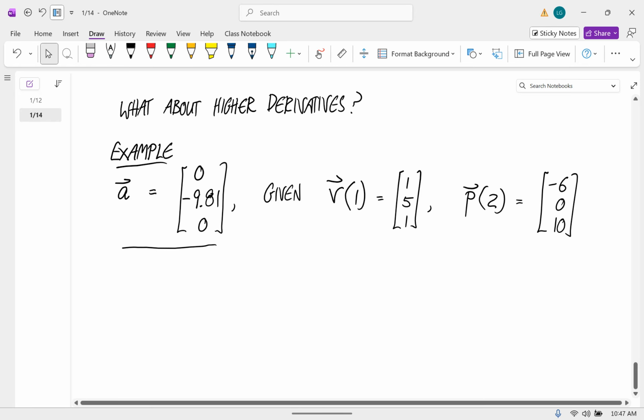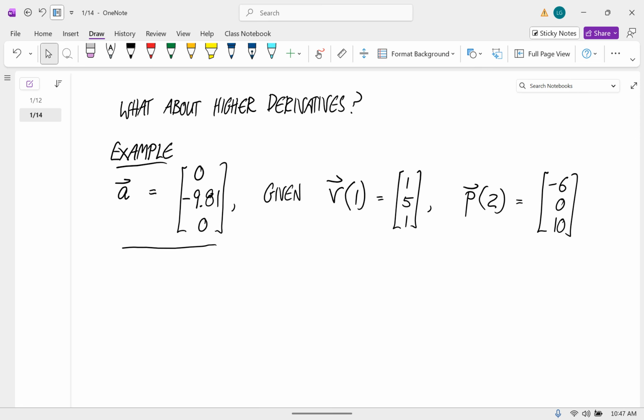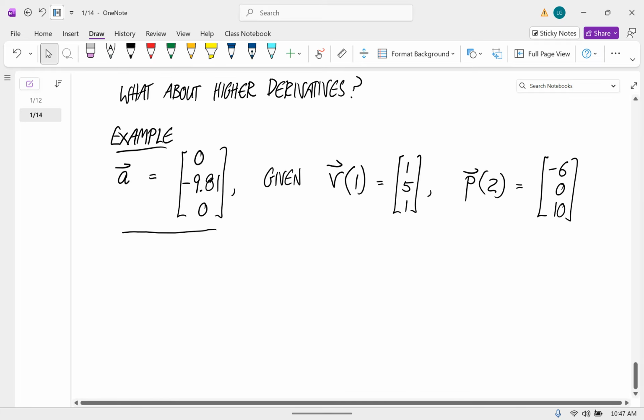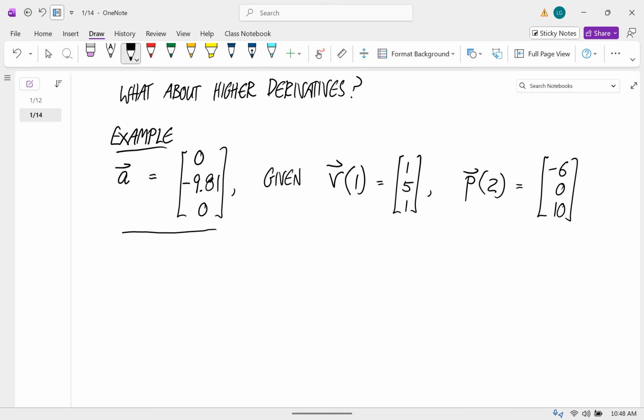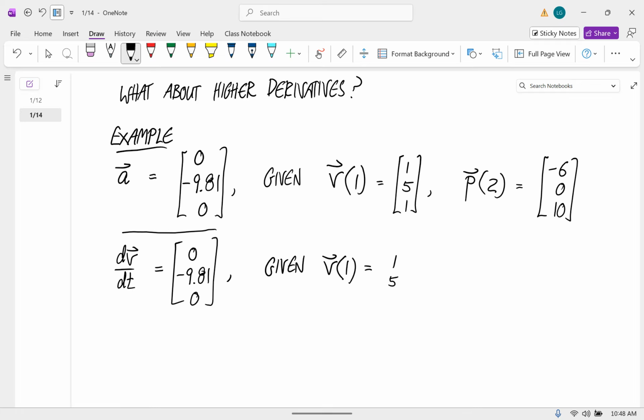Okay, well, this is an ordinary differential equation. Let's set it up one step at a time. So let's say that the acceleration is the derivative of the velocity with respect to time, and that is equal to 0, -9.81, 0. And for this step, the boundary condition that's going to matter is that the velocity at time 1 is equal to 1, 5, 1.